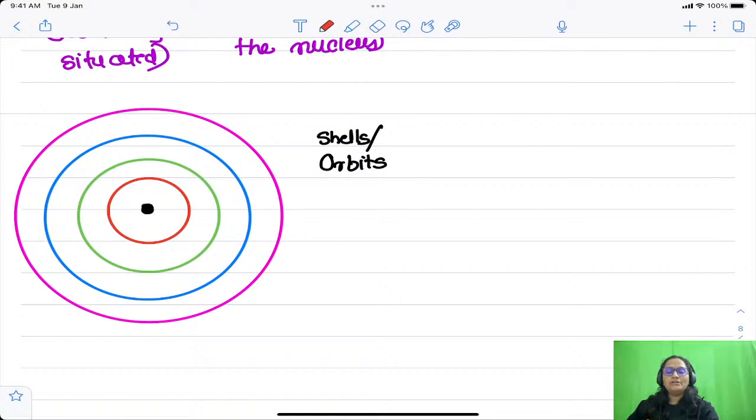Now scientist Neil Bohr has given symbols to these shells or orbits. Some scientists give numbers, some give letters, some give Roman numerals. Neil Bohr has given the symbols starting from K, L, M and N.